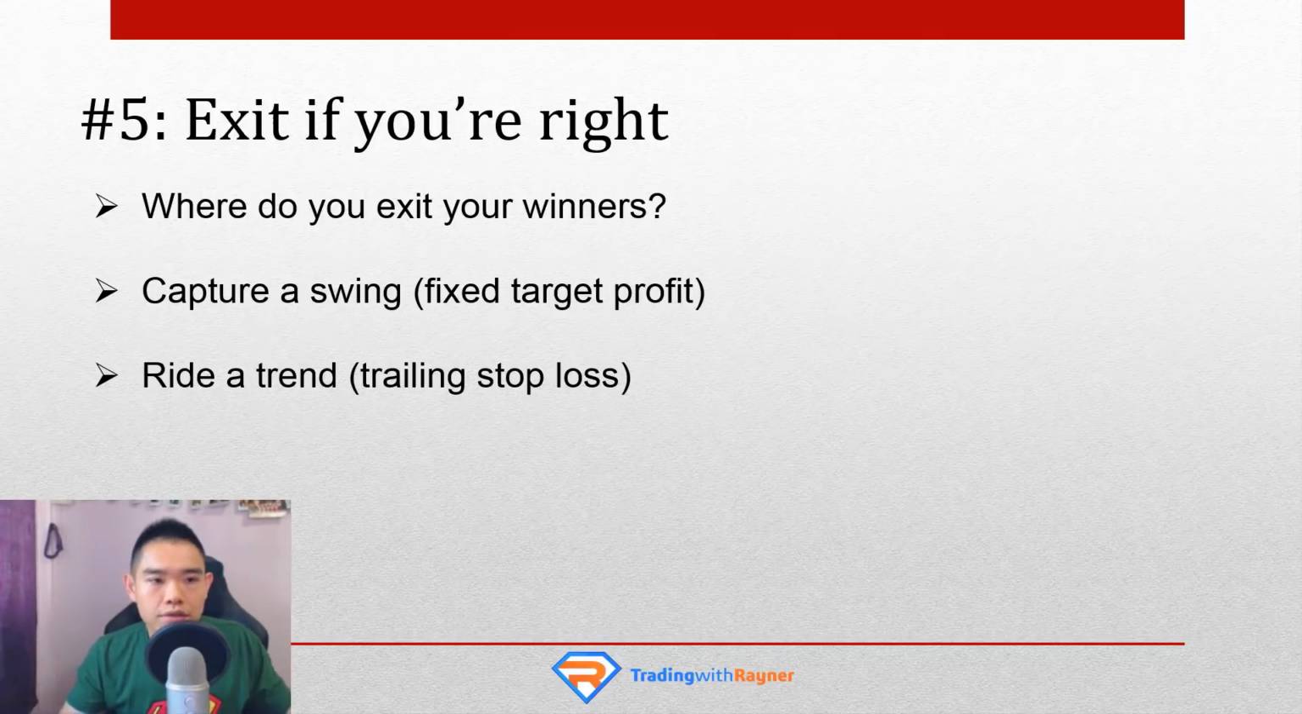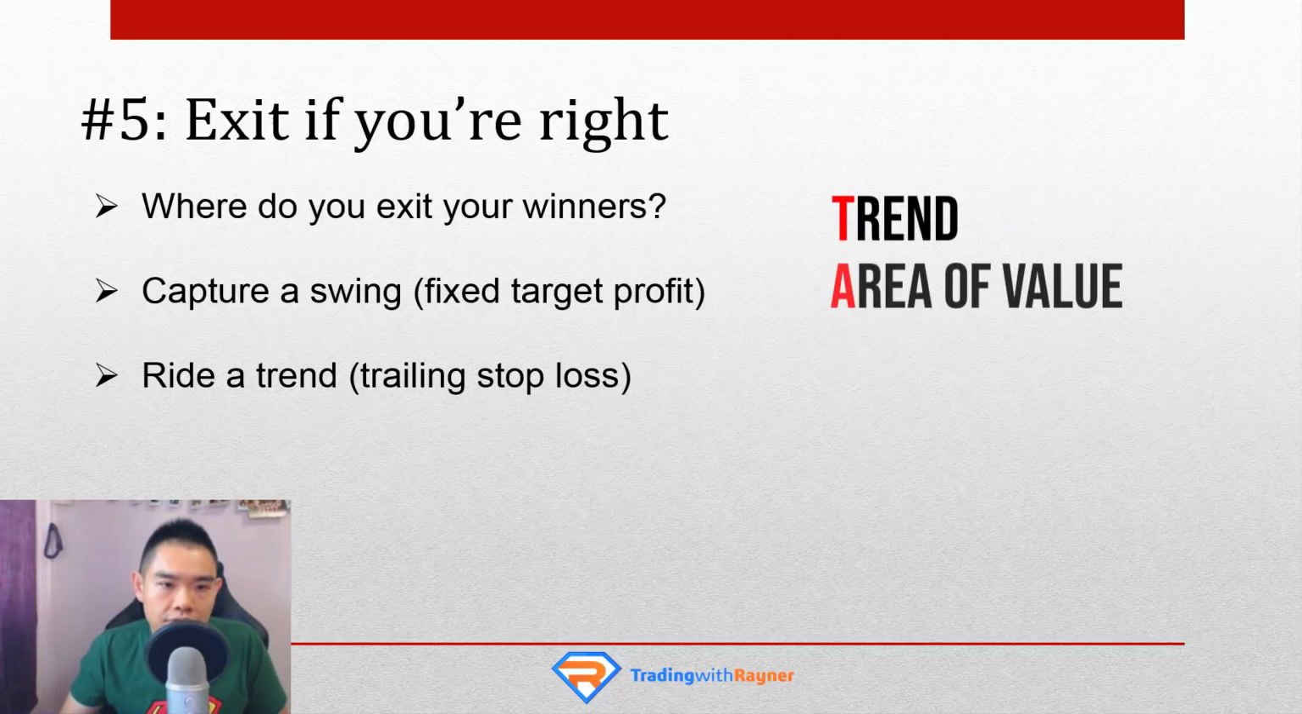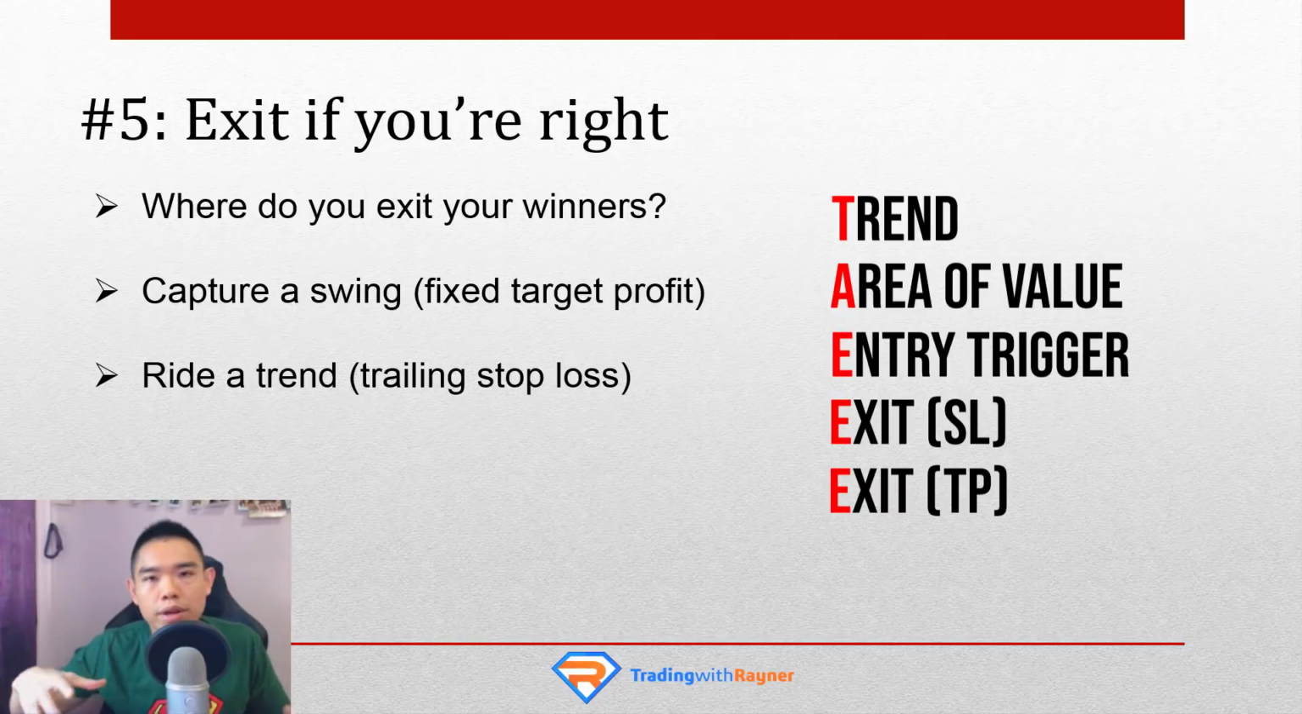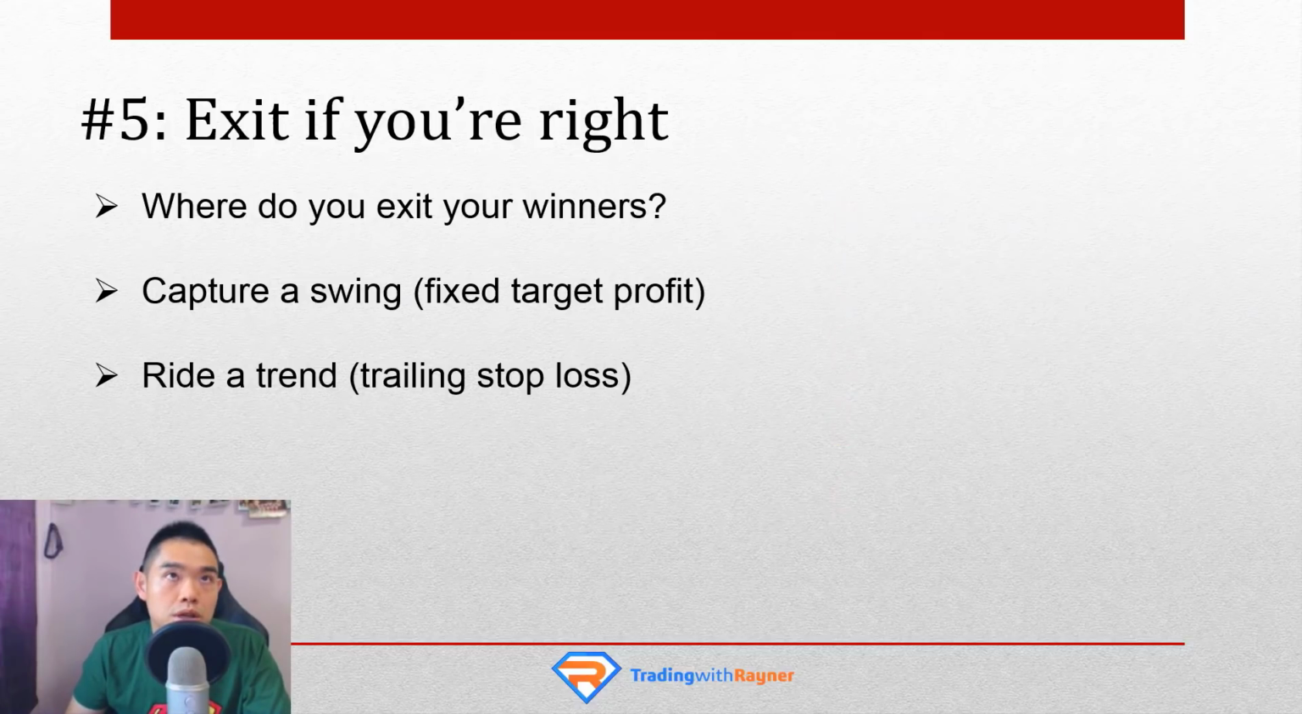With that said, let's use the concepts that you've just learned, the 5 steps. Let me do a quick recap: the trend, the area of value, the entry trigger, the exit if you are wrong, and the exit if you're right. I call this the Tay formula. Let's use this Tay formula and look at some trading examples and see how it works in real life. We'll cover FX and stocks, so you can see that the concepts pretty much work the same.